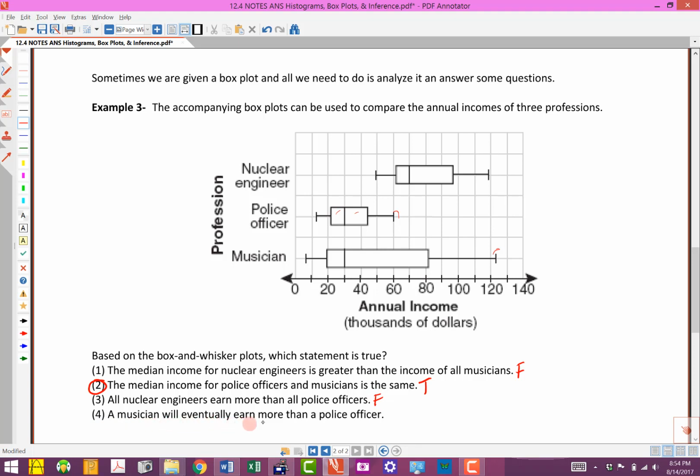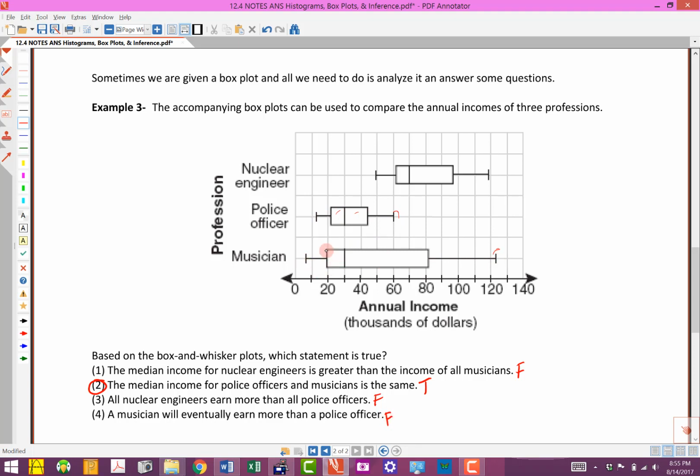A musician will eventually earn more than a police officer. Now that one might be kind of a tricky question that involves a little bit of background knowledge. Does this mean that if you're a musician, you start out here and by the time you're done with your career, you end up here, and then the same thing for police officers? Like a police officer could never make more than this, and a musician will always go from this end to this end? It doesn't, okay?